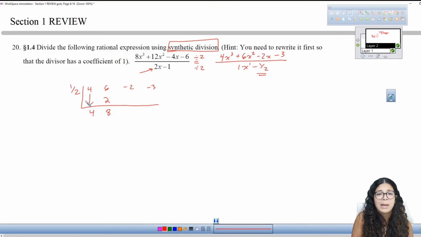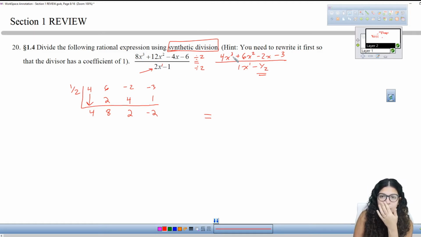Then we multiply. 1/2 times 8 is 4. Add negative 2 plus 4 is 2. Multiply. 2 times 1/2 is 1. Add negative 3 plus 1 is negative 2. So our result, remember, we are dividing by 1 copy of x, so that result will always be 1 power less than what I started with, right?